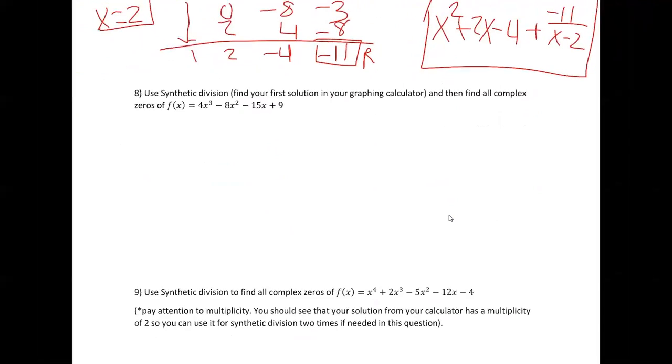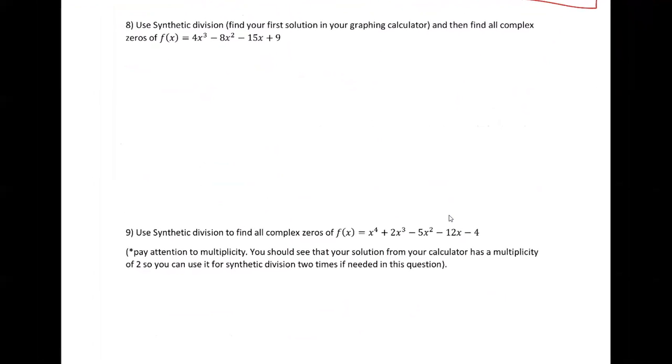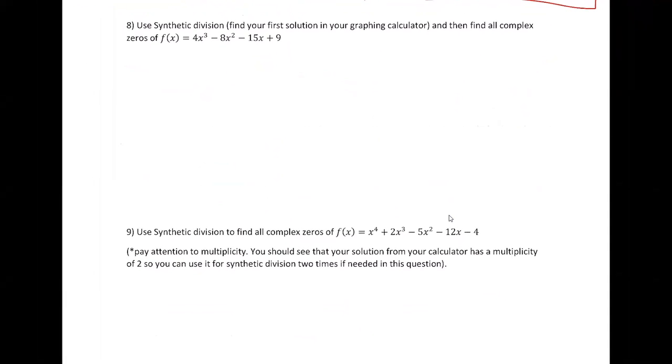All right. These next 2 questions are kind of like what we've been focusing on in sections 5.5 and 5.6. We're going to use synthetic division to solve these, and we're going to find all the complex answers. So it's possible we'll have some imaginary solutions in these questions.